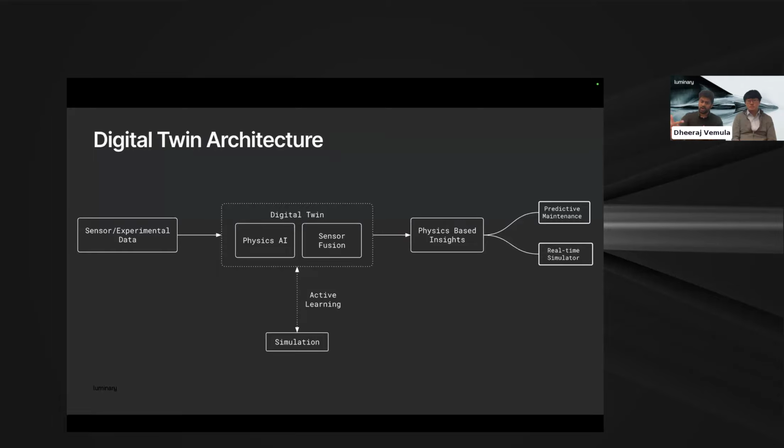And then often in the real world, as the digital twin is operating for several days, hours, it needs correction. So there is often an async process where you trigger active learning so that your physics AI model, depending on what it's seeing in the real world, is improved through either simulations or more data, so that it stays accurate to what it's operating in. And then the digital twin gives you these physics-based insights that can be used in several different ways, like predictive maintenance or real-time simulators, and so on.